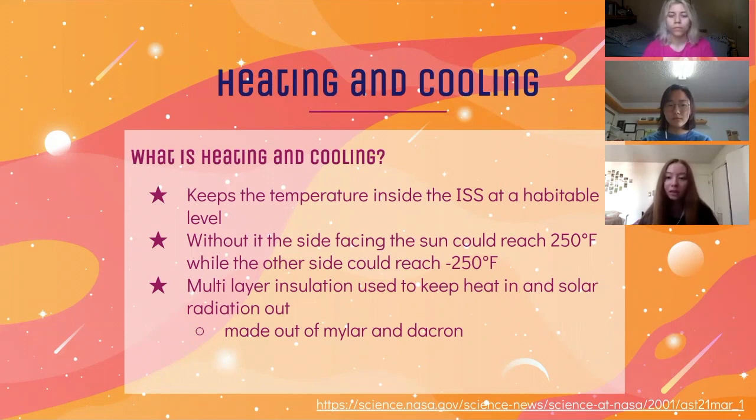To combat this issue, engineers use insulation to keep heat in and keep solar radiation and cold out. They use multi-layer insulation, which is made out of mylar and dacron. The mylar works to keep the solar radiation out, while the dacron separates the mylar sheets so that heat will not be conducted between them.